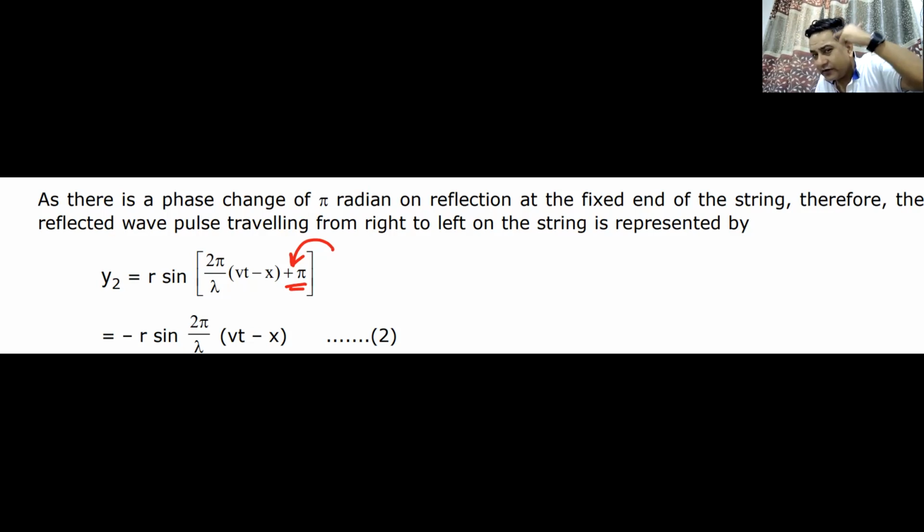Do you remember when the wave is going from rarer medium to denser medium, it gets reflected with a phase angle of pi? If this happens and these two waves superimpose, remember sine of 180 plus theta is minus sine theta, and therefore we have a minus sign over here. Do we understand this? Yes or no? Well done.